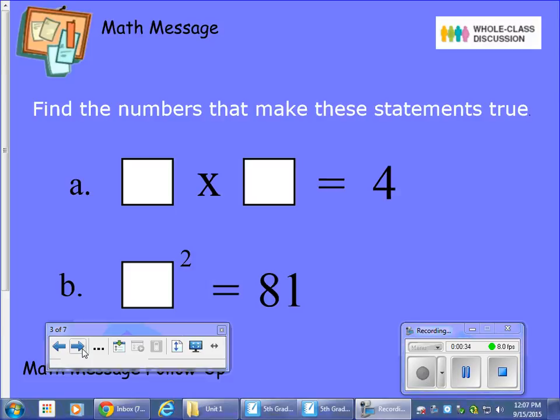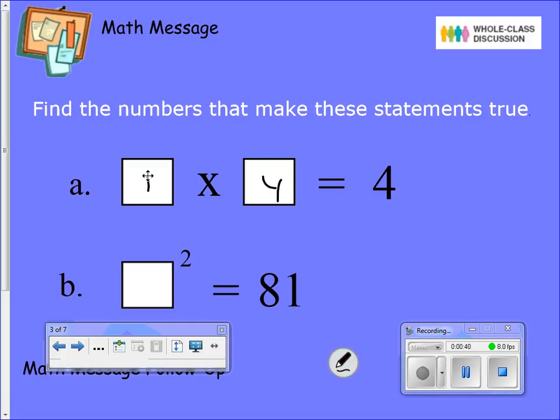All right, so find the numbers that make these statements true. So what times what equals 4? Well, you can put 1 times 4 would equal 4. You could also find 2 times 2, which would equal 4. Okay, so if we're going to unsquare 4, because 4 is a square number, kids, this is what it would look like. We would be unsquaring 4. So we would be finding what number times itself would equal 4. The answer would be 2.